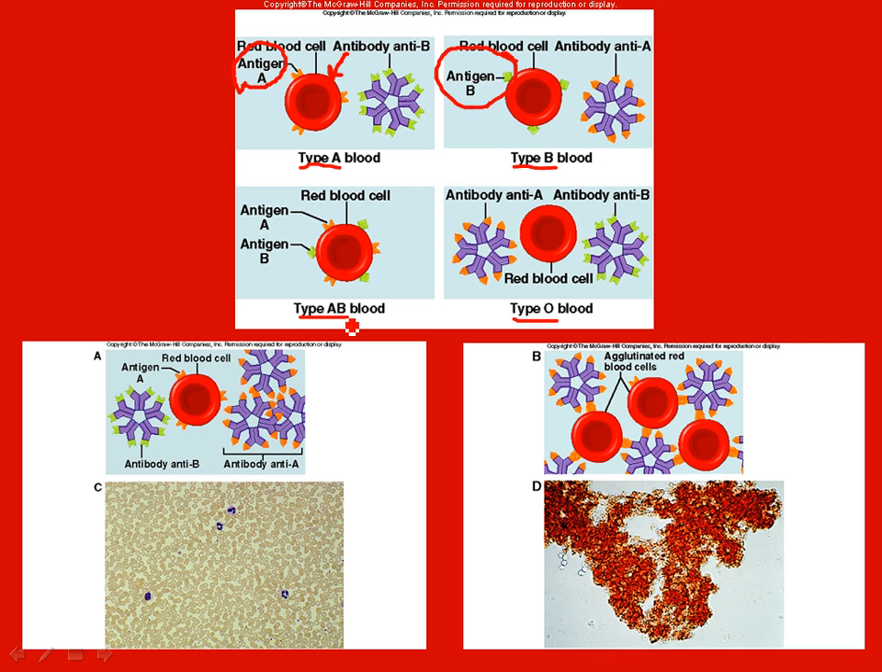Type AB blood, hey, what do you know? It has A and B antigens on its cell surface. And type O blood, which is the 4th type and the most common type, has no antigens of type A or type B. Alright, so now we know what our 4 different blood types mean in terms of antigens on the cells.